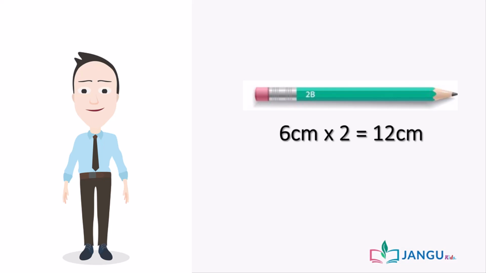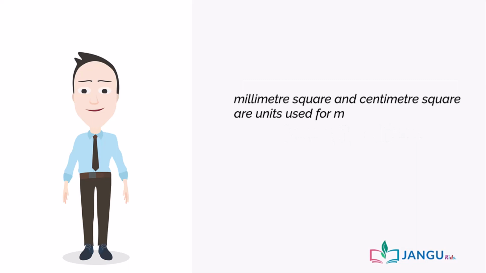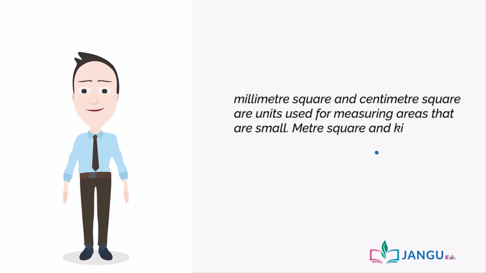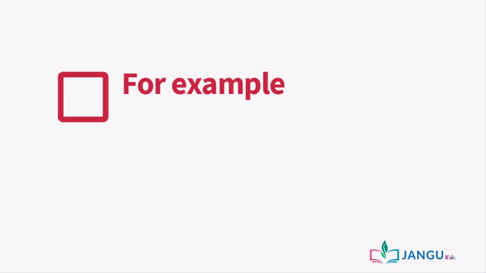So if half of the pencil is 6 centimeters, then we know that the full pencil must be about 12 centimeters long. Similar to the second rule, millimeter square and centimeter square are units used for measuring areas that are small. Meter square and kilometer square, on the other hand, are units used for measuring large areas. Let's look at an example.